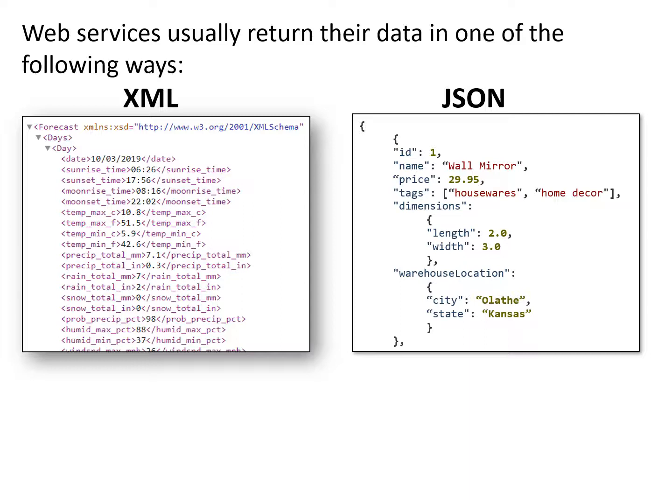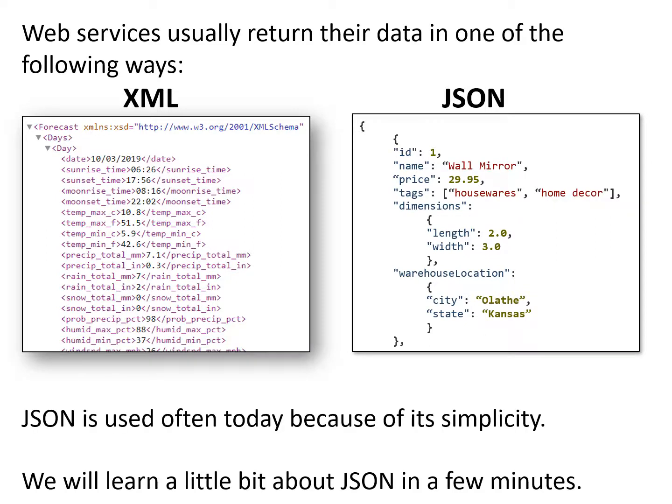Another format is called the JSON format, and we'll talk a little bit more about that in a minute. That's where you see a bunch of curly braces and then braces within braces and that kind of thing. JSON is what is used more often today. You still see some web services that return data in XML, but JSON is more commonly used today, and we'll learn some more about JSON in a few minutes.